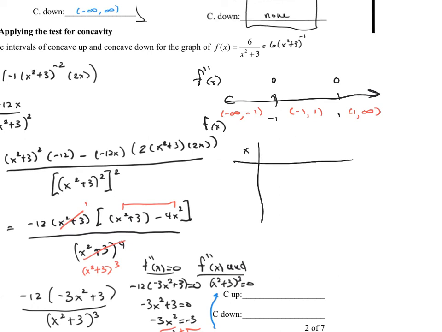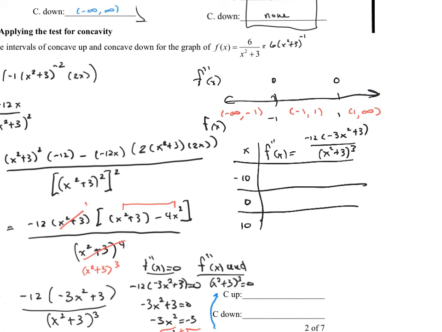I have my x values, and here's what's absolutely key about this. Now, instead of plugging it into my first derivative, I'm actually plugging it into my second derivative. My second derivative was -12 times -3x squared plus 3, all over x squared plus 3 quantity cubed. I need a test point for each one of those intervals. I'll use, how about -10 for the first interval, 0 between -1 and 1, and 10 for the last interval.